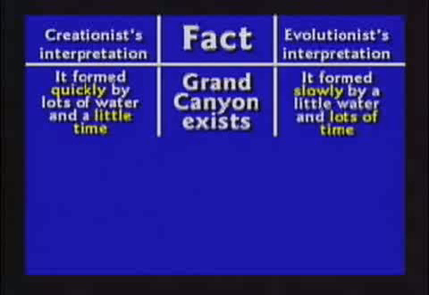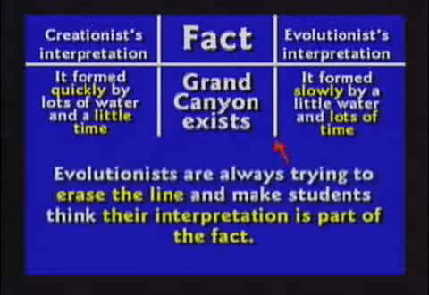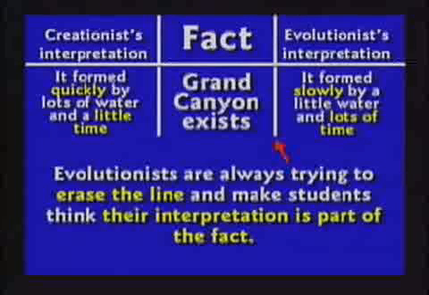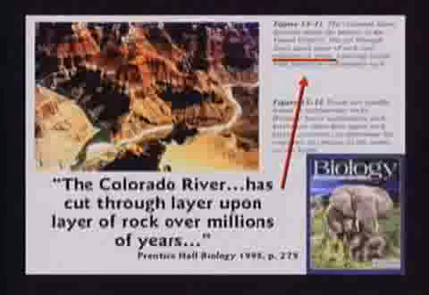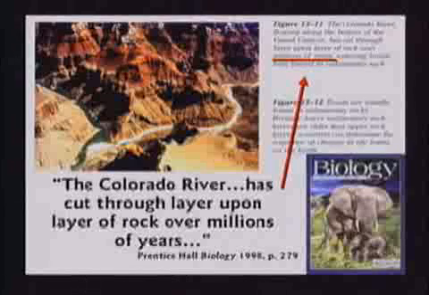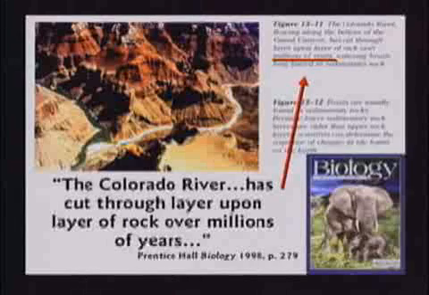The guys who believe in evolution are continually trying to erase the line between their interpretation and the fact column, and they want you to somehow think that what they interpret as evidence is now part of the fact. You got to really watch them on this. They're pretty slick. This textbook author does it just blatantly. He says, the Colorado River has cut through layer upon layer of rock over millions of years. Now, just hold on a minute.